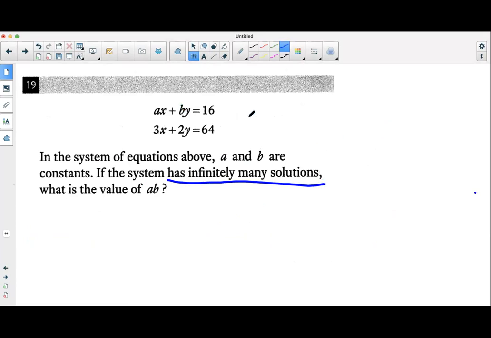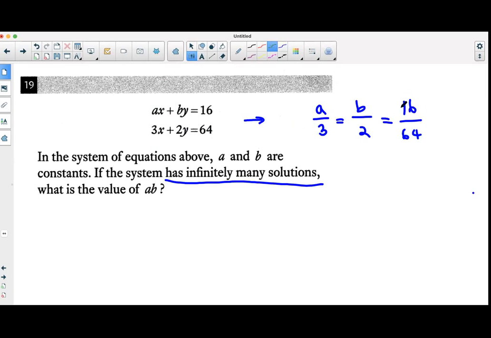Then, in this case, the ratio of the coefficients of x's and y's and the constants all have to be equal, meaning a over 3 is equal to b over 2, which is equal to 16 over 64. That's the relationship that we get to realize. All right, now, in this case, when I simplify these two, I realize that that's equal to 1/4, right, divided by 16.